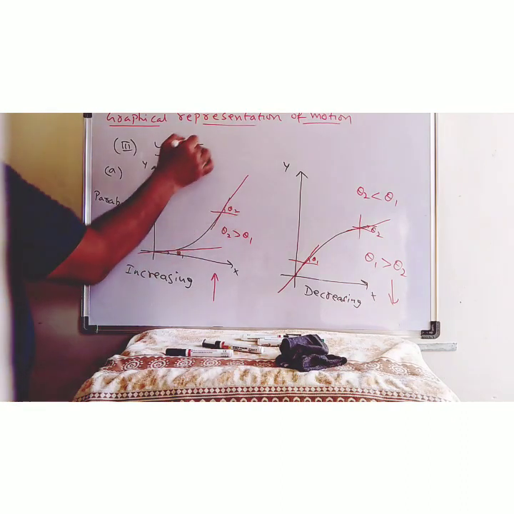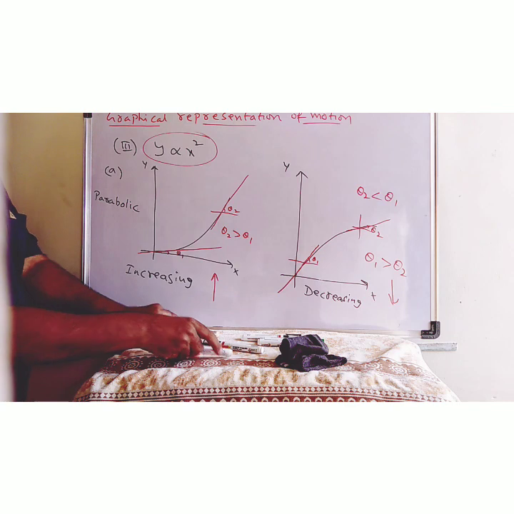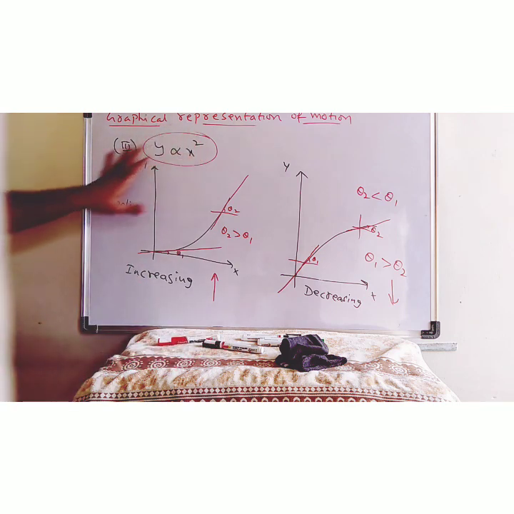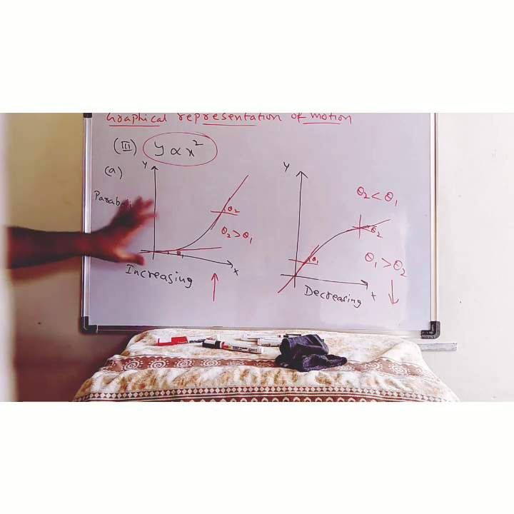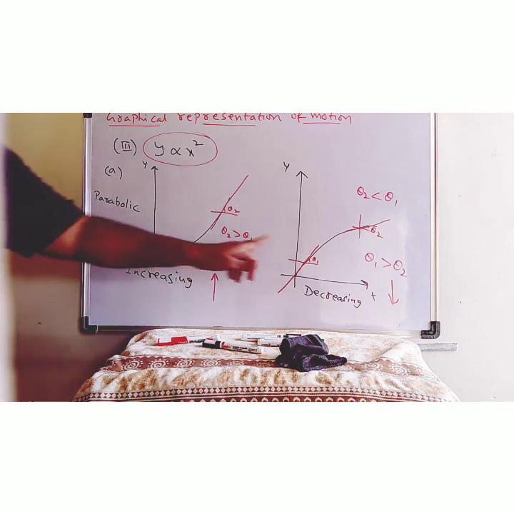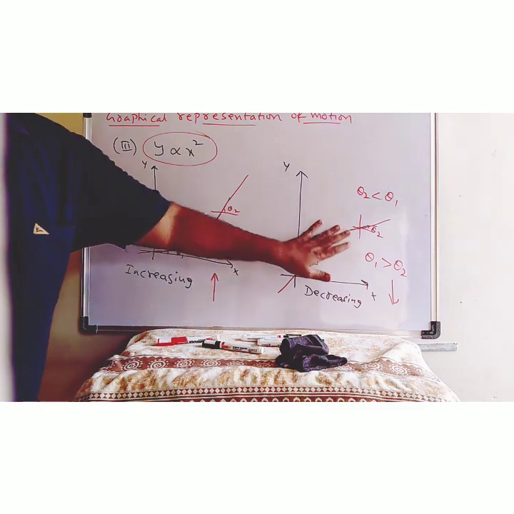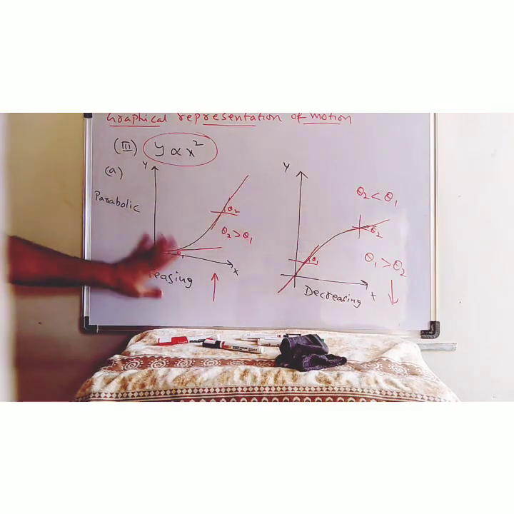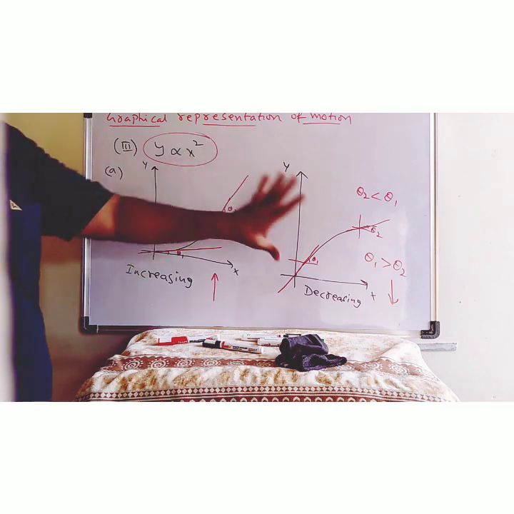But in both cases, what formula is applied? y is directly proportional to x square. If y is directly proportional to x square, what kind of curve is this? It's a parabolic curve. If the theta value is increasing, you can say it is an increasing graph. If the theta value is decreasing, it is a decreasing graph. Here the slope is decreasing, here the slope is increasing. Based on that, you can say whether it is increasing or decreasing.